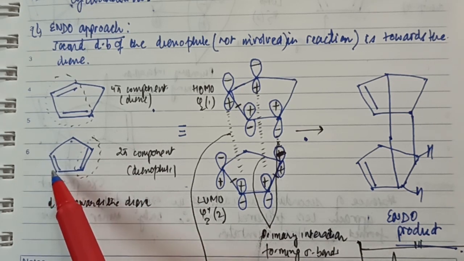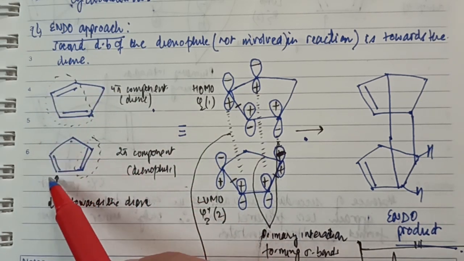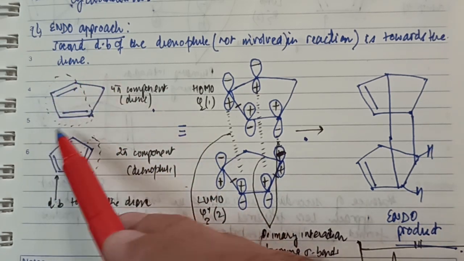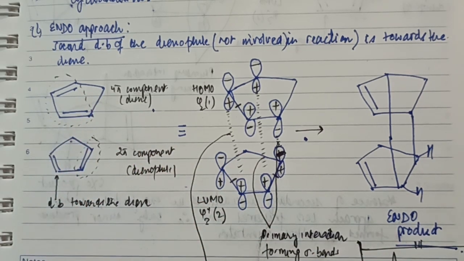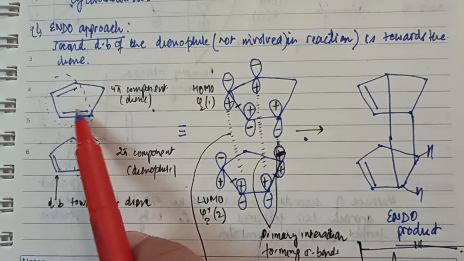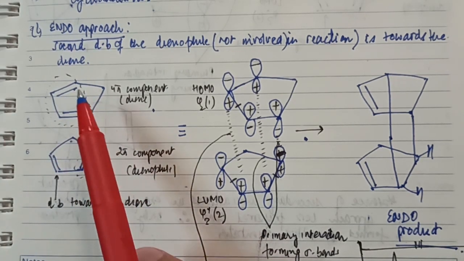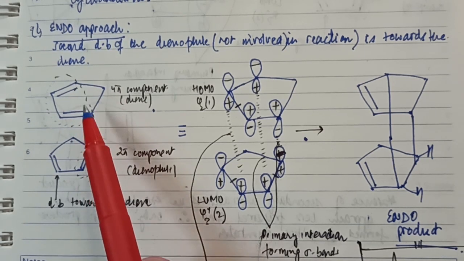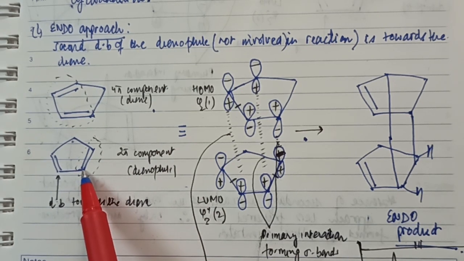This double bond, that is the second double bond of the cyclopentadiene, is not involved in the reaction, and as depicted in this representation, it is the second double bond which is towards the diene side, as you can see in this case. If it is towards the diene side, this orientation is the endo orientation, or this approach is the endo approach. Again, this double bond is towards the diene, therefore it is an endo approach. The bond formation has to take place between these two terminal carbon atoms of the diene and these two terminal carbon atoms of the dienophile.